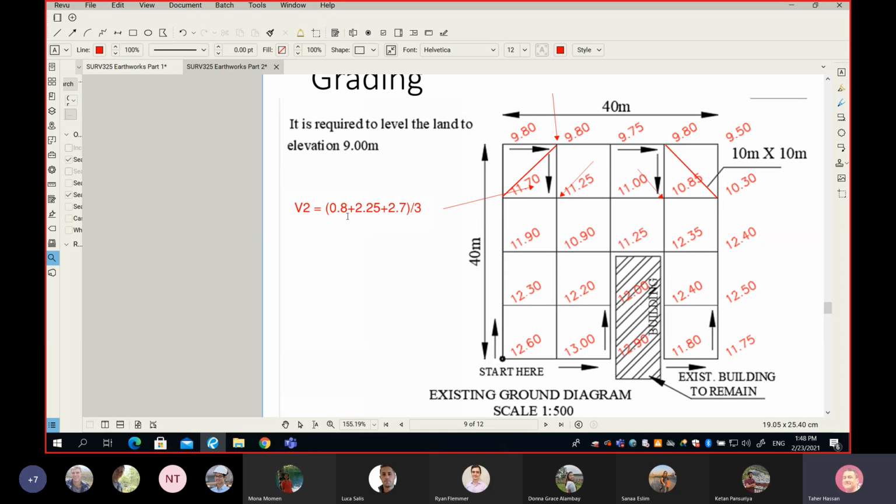What's next? Should I multiply by the area of the square or the triangle? Triangle, which is 10 times 10 divided by 2, because the area of the triangle is half of the base times the height. Half base times height, which means half 10 times 10. So this will give you V2.